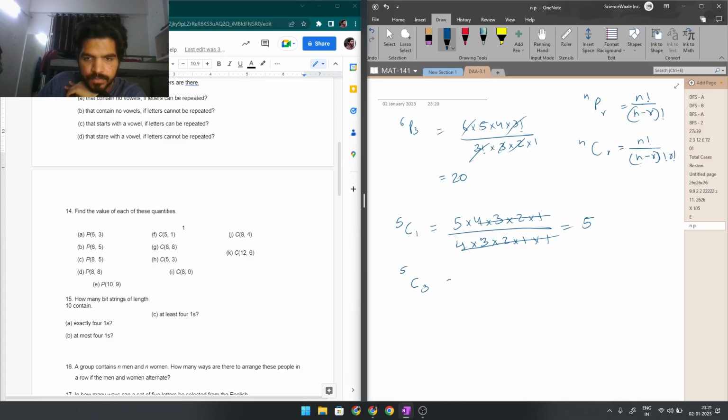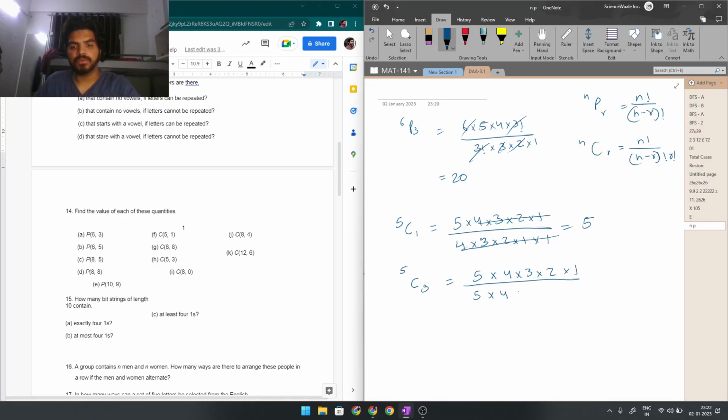Another one of combination, that is 5C3. 5 into 4 into 3 into 2 into 1 upon 5 into 4, and n minus r, that is 2 factorial, into 3 factorial.